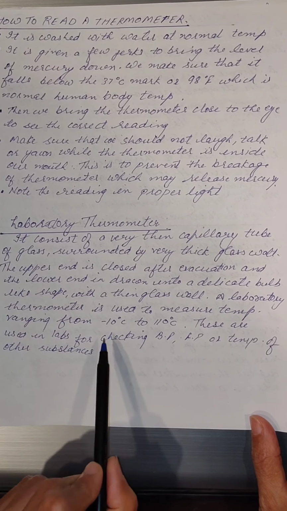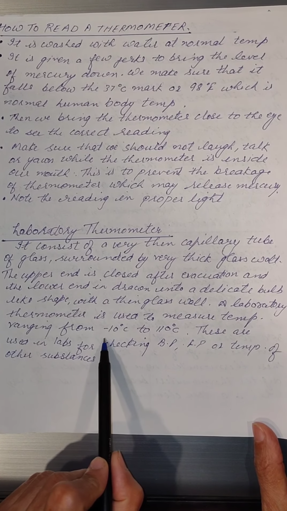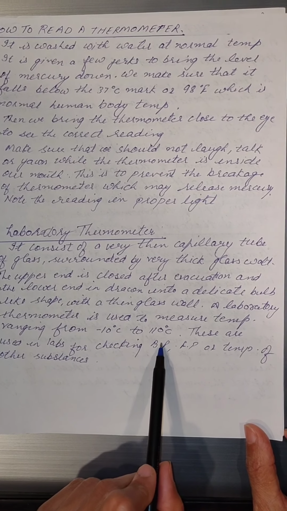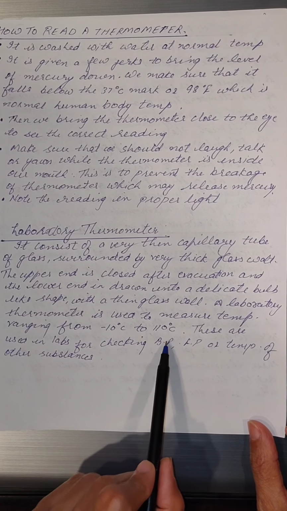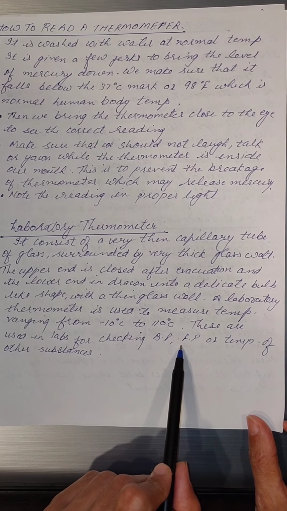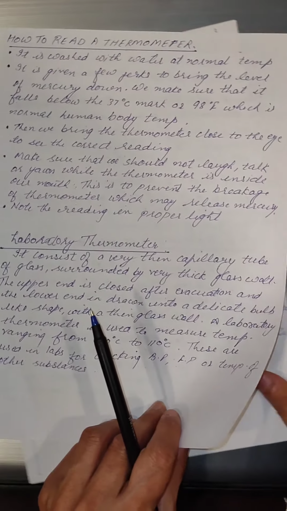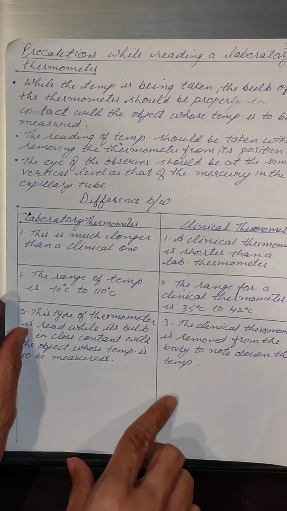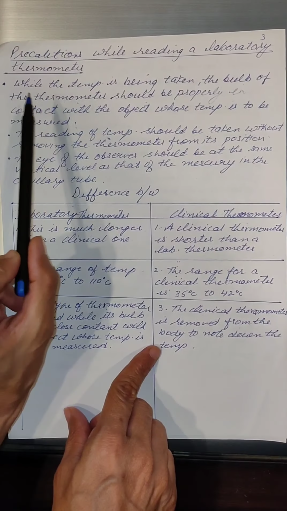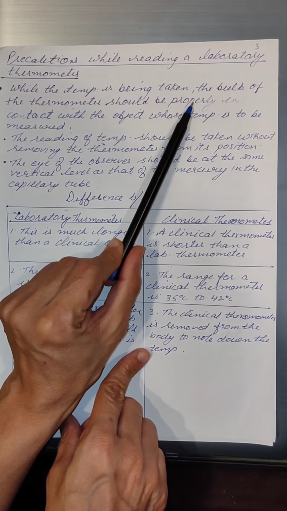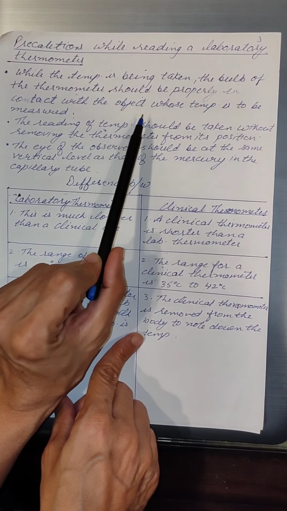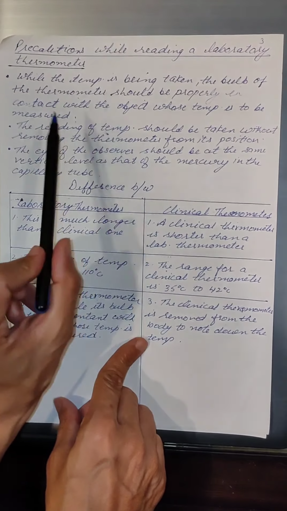It means it can measure a temperature of -10 degrees Celsius and it can measure temperatures up to 110 degrees Celsius also. Now, what are the precautions that we should take while reading our laboratory thermometer? First, while the temperature is being taken, the bulb of the thermometer should be properly in contact with the object whose temperature is to be measured.